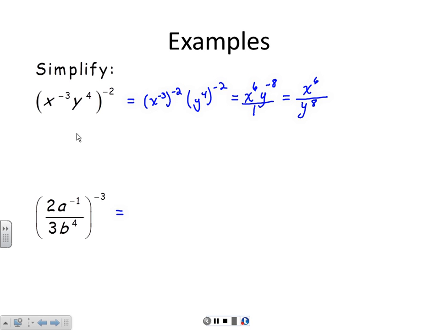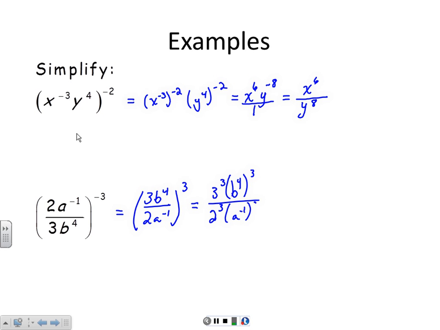Okay, same thing with division, which actually, this is multiplication and division all in the same problem. Every factor inside those parentheses gets raised to that negative 3. But it may be easier to go ahead and take the reciprocal and take that negative 3 to a positive 3. I think that would make it easier. So again, every factor gets raised to the 3rd power. So we're going to have 3 to the 3rd power. We're going to have b to the 4th to the 3rd power. And we're going to have 2 to the 3rd power. And a to the negative 1 to the 3rd power.